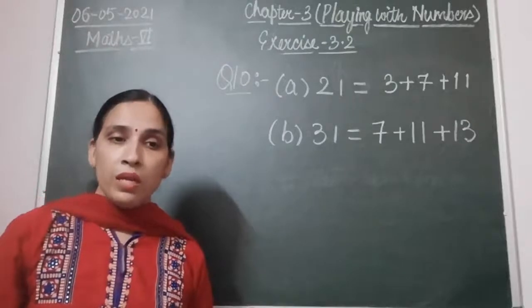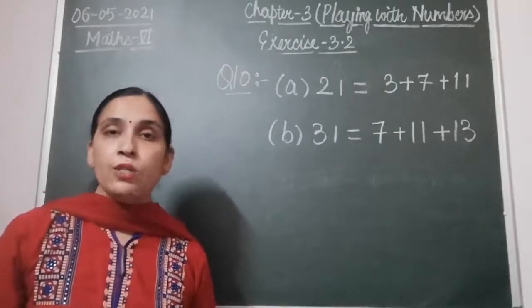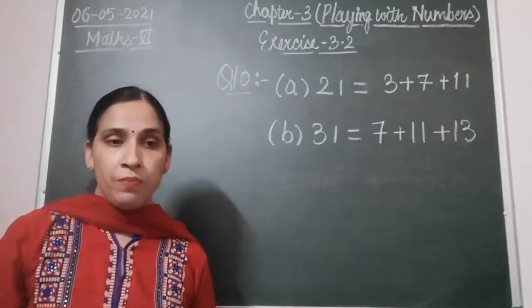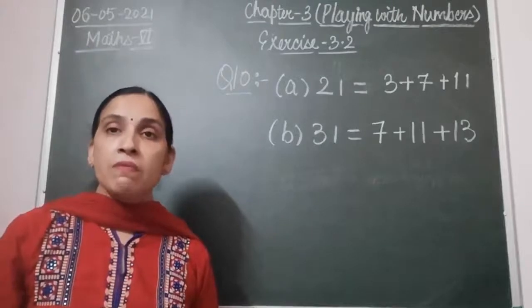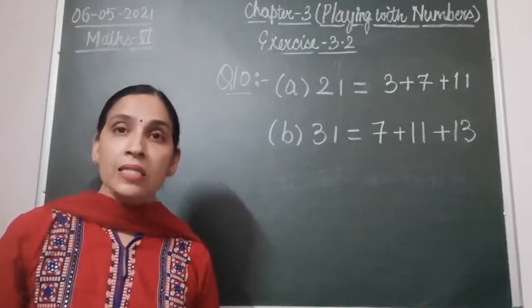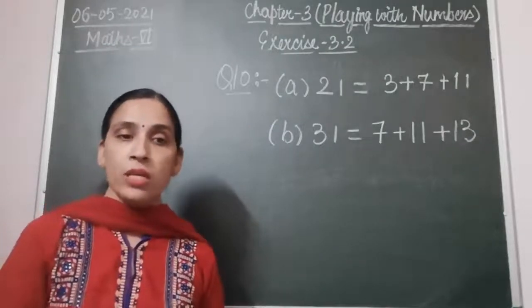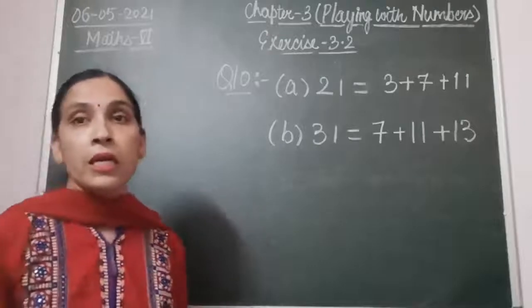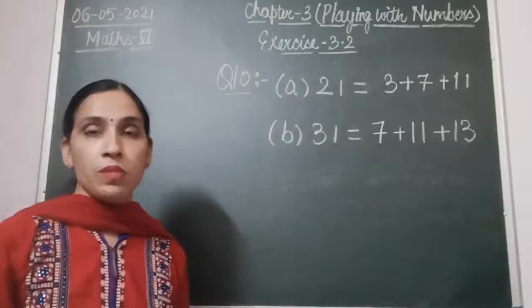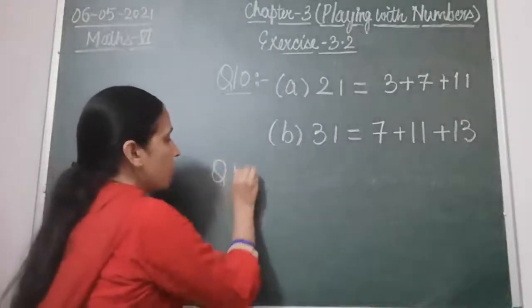Now we'll come to question 11. Write 5 pairs of prime numbers less than 20 whose sum is divisible by 5. Now it is not asked that you write the sum of only odd primes. You can write even primes also. So that is question number 11.